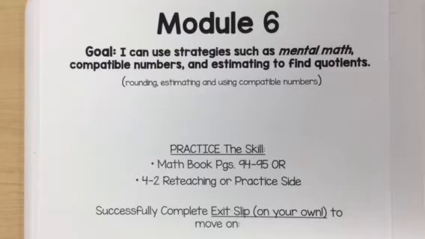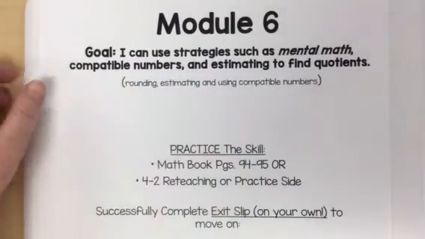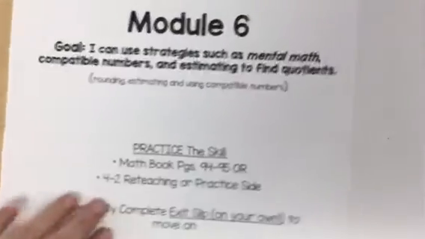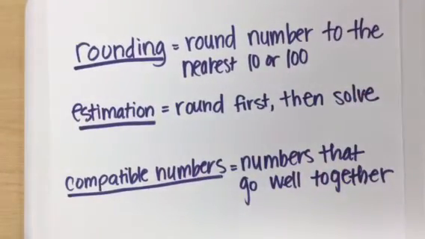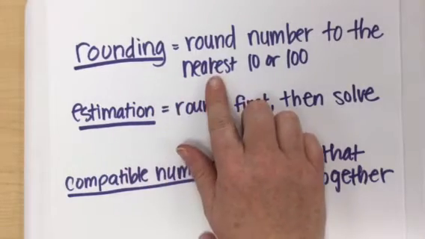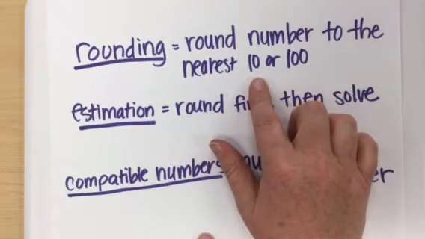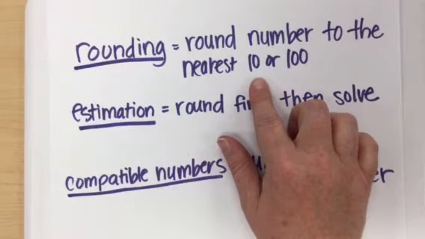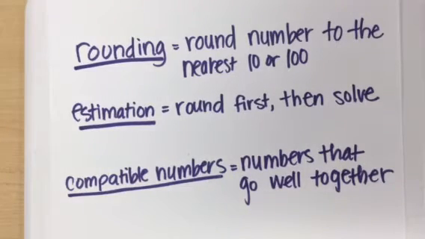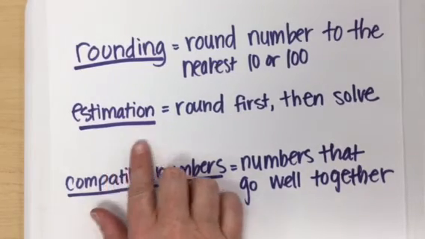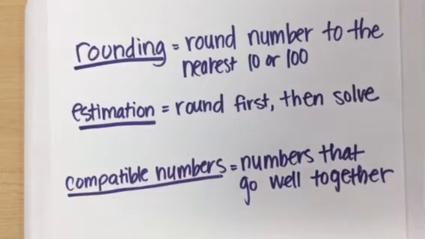So first of all, I want to remind you about these words: rounding, estimating, and compatible numbers. We've heard them before, but it doesn't hurt to have a review. Rounding is rounding a number to the nearest, and in our case here with division, we're going to round to the nearest 10 or the nearest 100. It does not always have to be the nearest 100 or always the nearest 10. It's going to be whichever one makes the most sense with the compatible numbers, and we'll talk about that in a second. Estimation, you have to round first, then you solve it.